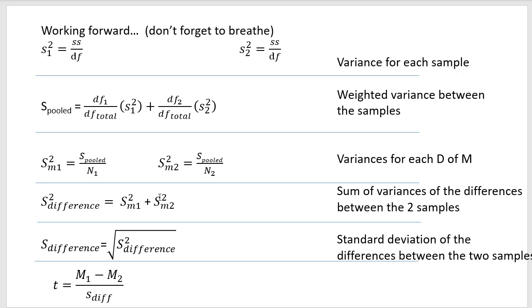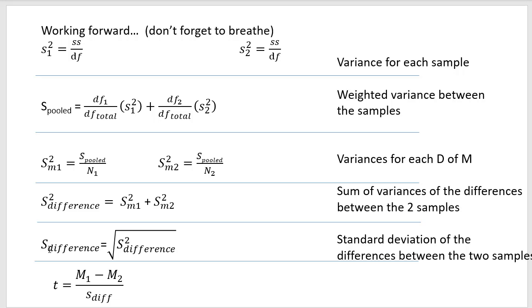Okay, the sum of the variances. So we add the 2 variances together, and that tells us the sum of the variances of the differences between the 2 samples. Okay. Now, once we have the sum of the variances between the 2 samples, which is the differences, we can take the square root of it, and we can get the estimated population standard deviation of the differences between the 2 means.